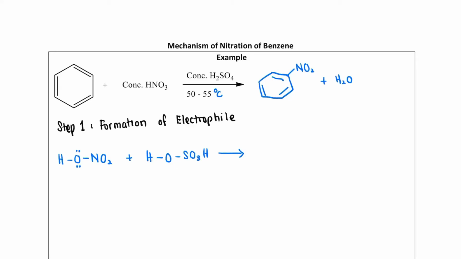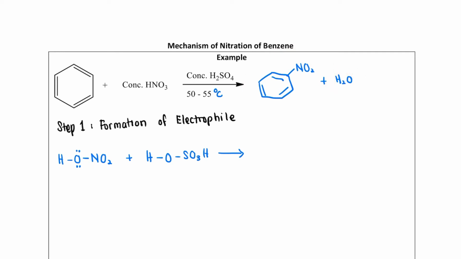So in this video, we are going to learn about the mechanism of nitration of benzene. So this is the reaction that I'm going to use. We have benzene reacted with concentrated nitric acid in the presence of sulfuric acid at a temperature between 50 to 55 degrees Celsius. Then we will form nitrobenzene and water as a byproduct or side product.